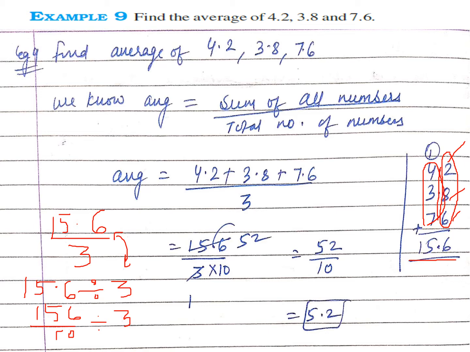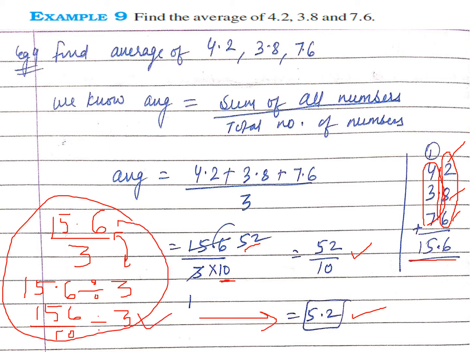One more way there is to solve. What you can do is just remove the decimal at this point. 10 will come here. And when you solve, you can cancel it. It becomes 52. 52 upon 10. The answer is 5.2. If you are comfortable with this method, no issue. You can try with this also. The same answer will come. You can try.